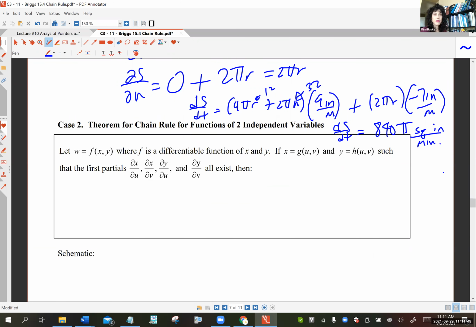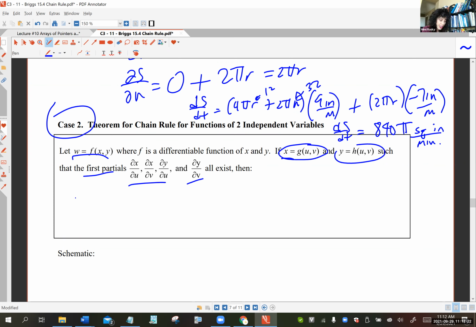So we're done with first case for chain rule. Case 2, this one's harder. What if you have functions with more than 2 independent variables? So before we had one independent variable, time t. T was the driver of the bus. Now you may have more than one driver of the bus. So in this example, w is a function of x and y, and x is a function of 2 variables, g, u, v. Y is another function of 2 variables, h, u, v, such that all of those first partials exist.